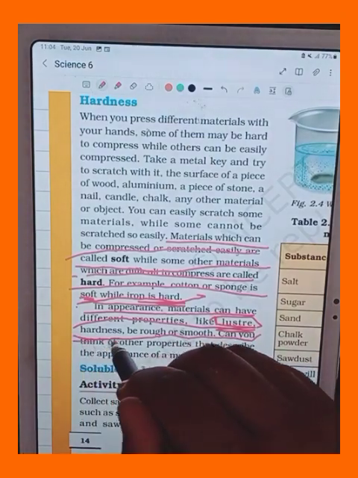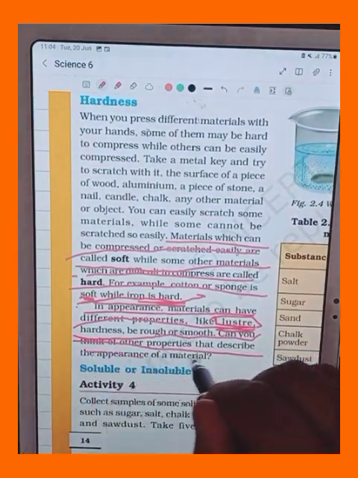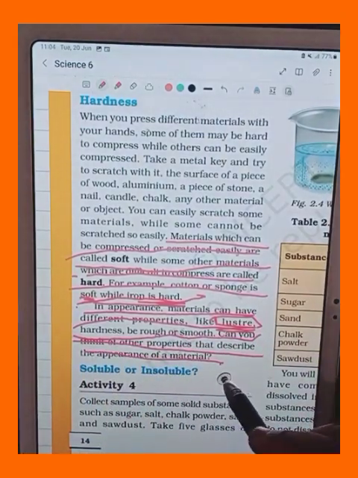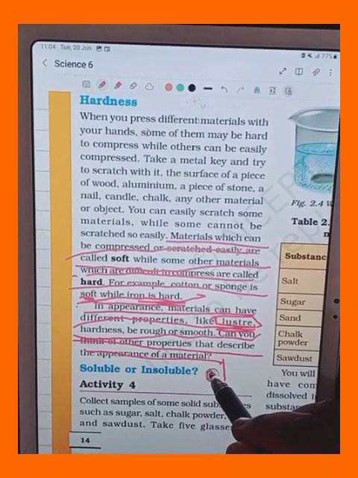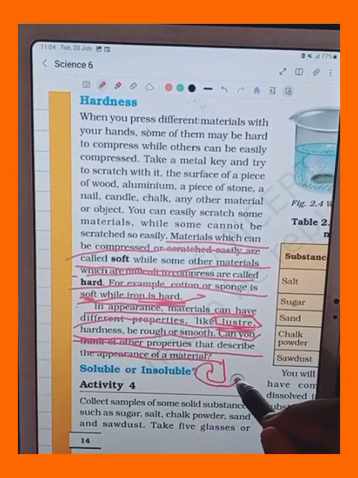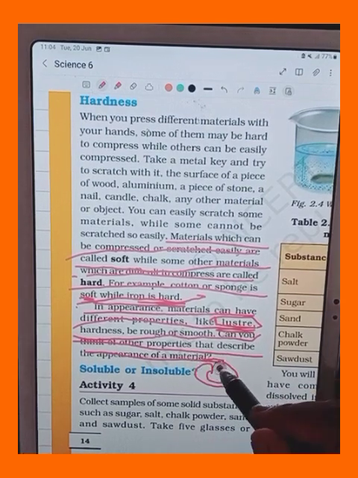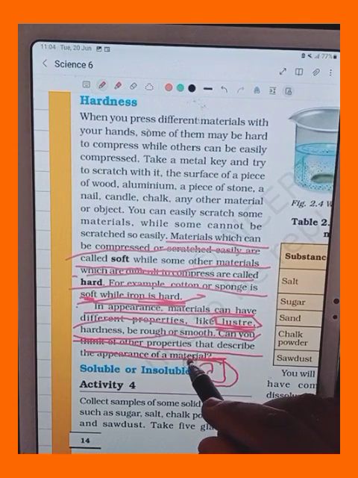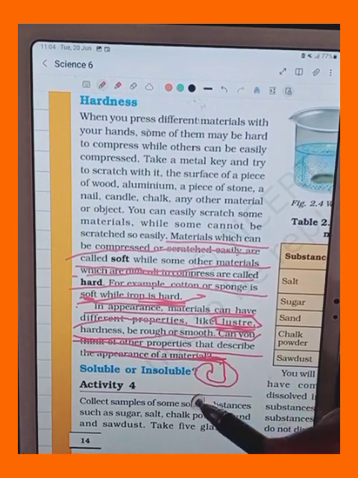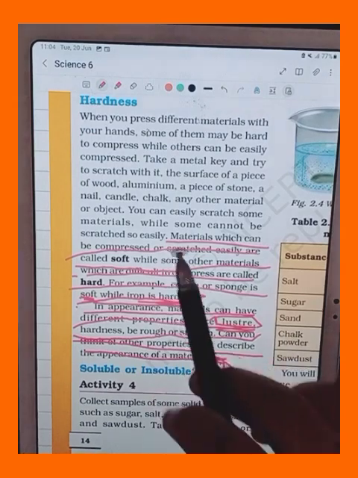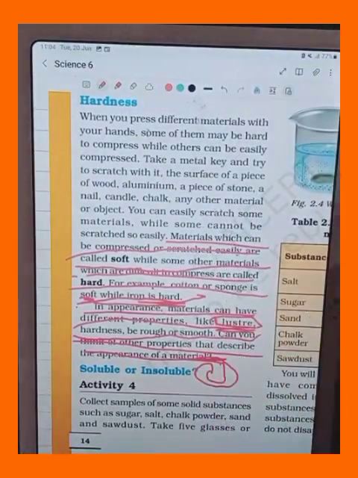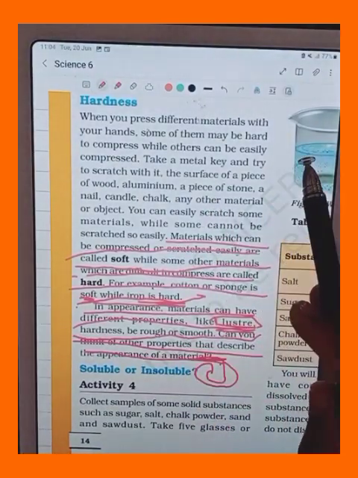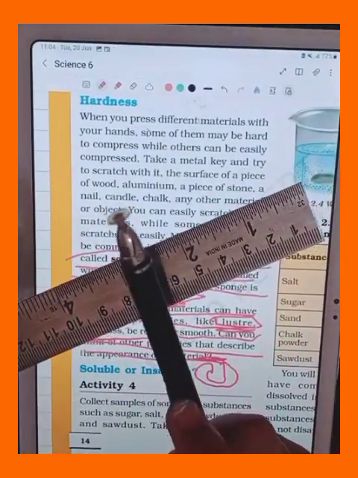Can you think of other properties that describe the appearance of materials? Let's say first luster, and there is luster and sonorous. Some metals, when hit, for example, I will hit the steel with this steel.